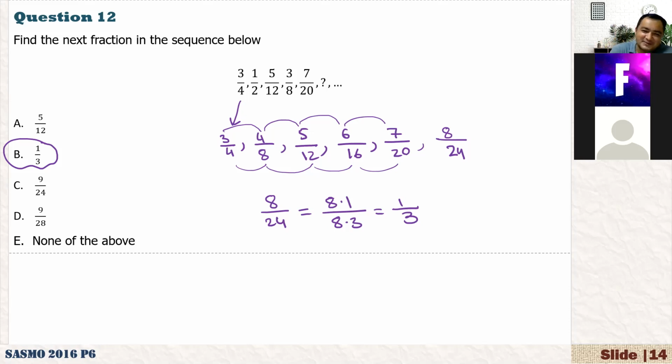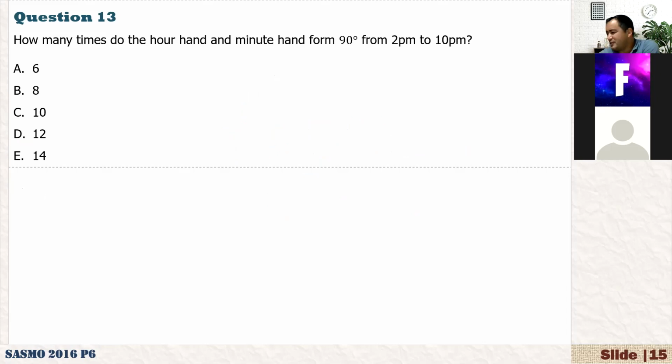Can you read the question, Wagif? Yes, Mr. How many times do the hour hand and minute hand form 90 degrees from 2 p.m. to 9 p.m.?